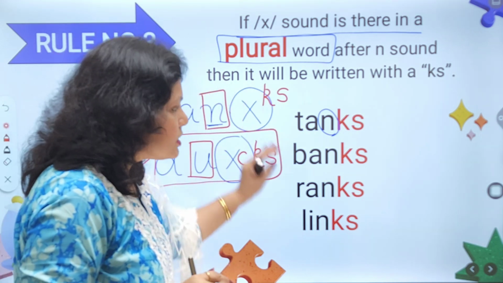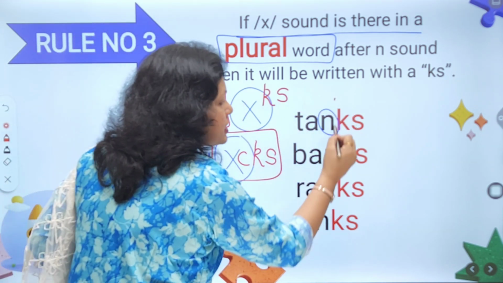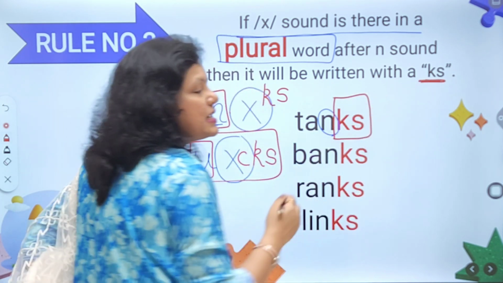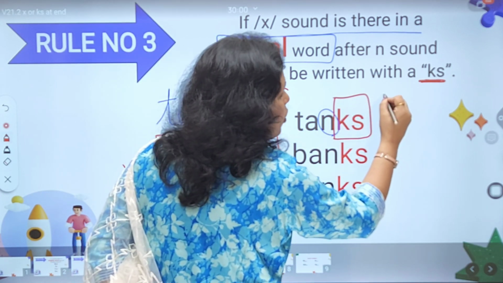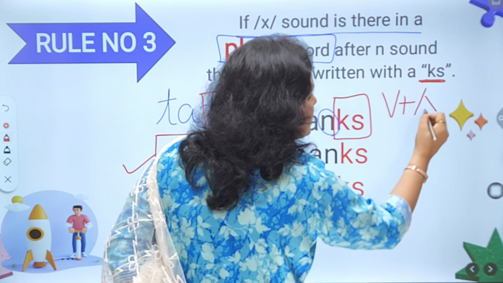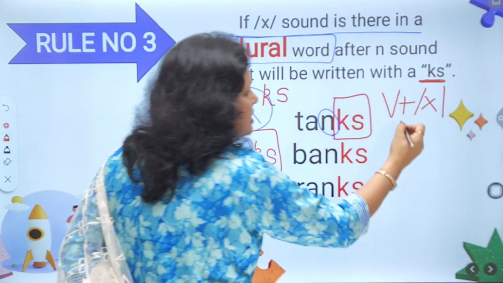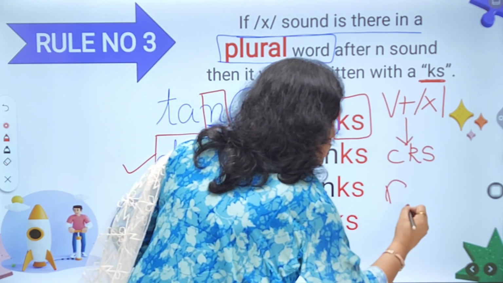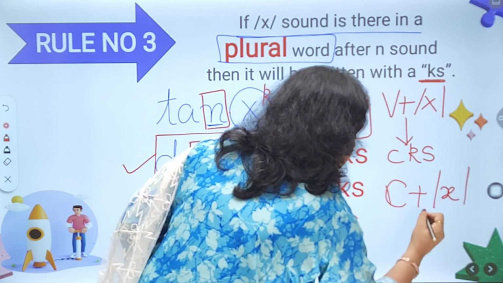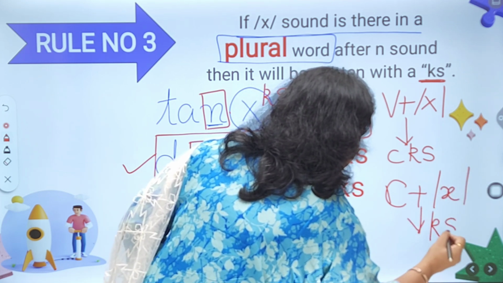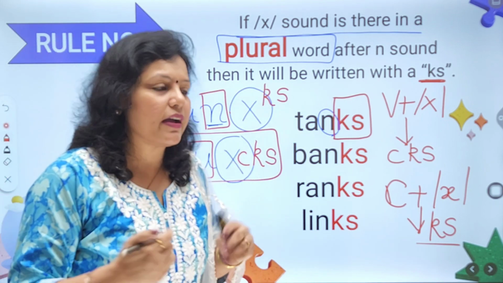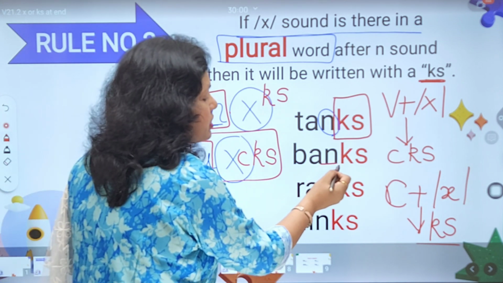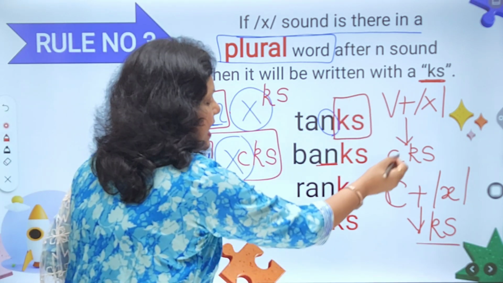and that is what we need to teach the children. So this rule says that if the X sound is coming after a consonant, then you will always write KS. If your word is followed by vowel plus X sound, always write CKS. But if your word ends with consonant plus X sound, then in that case you will always write KS, and this is the rule. Now identify the words. Banks. So where are you getting the X sound? After a consonant. Therefore you will write KS over here.